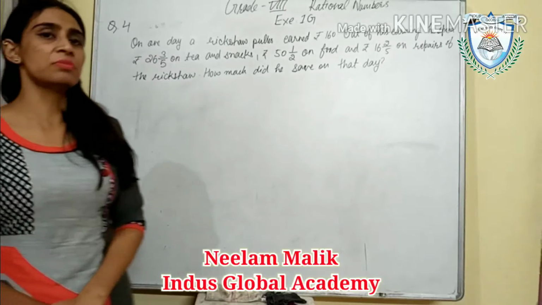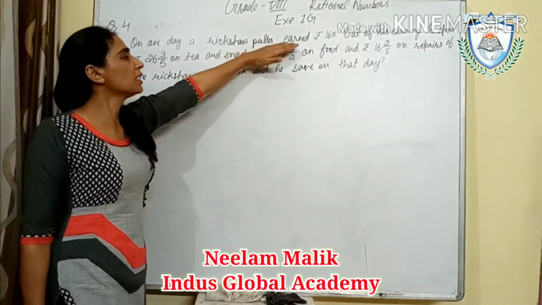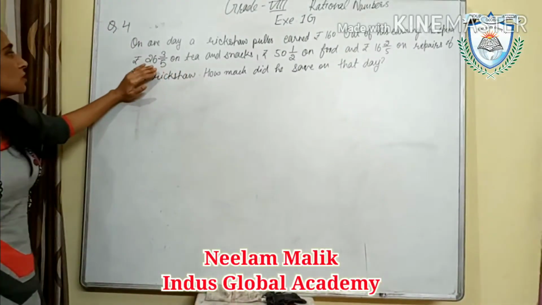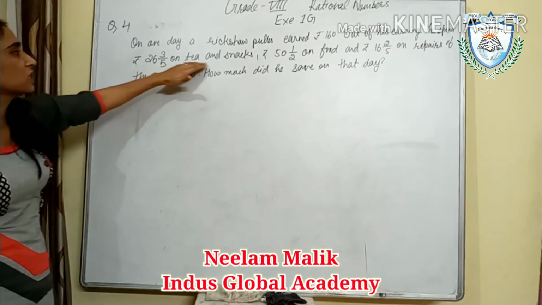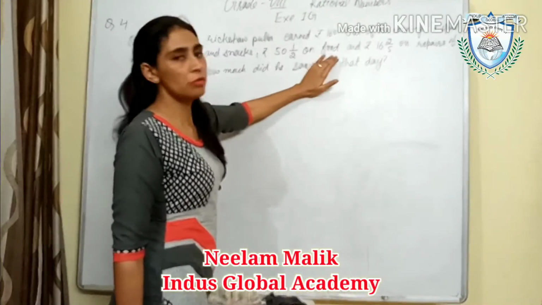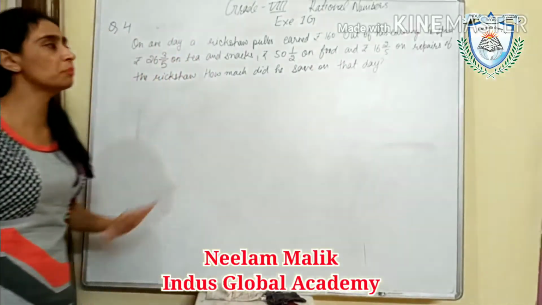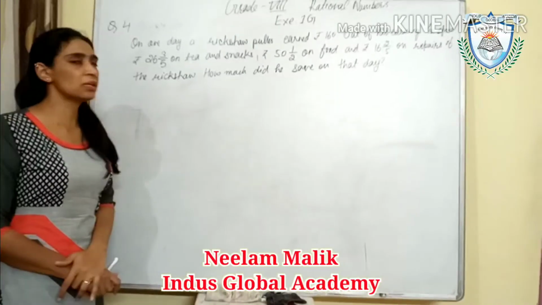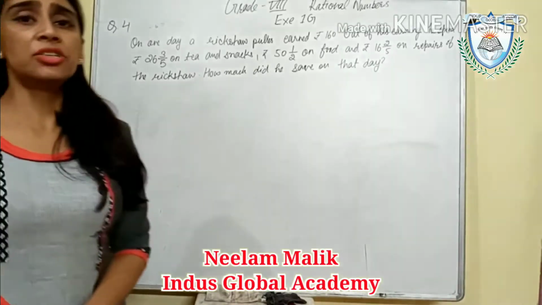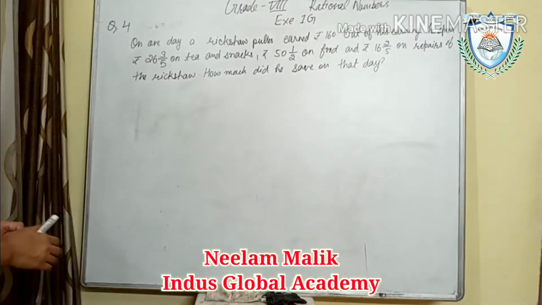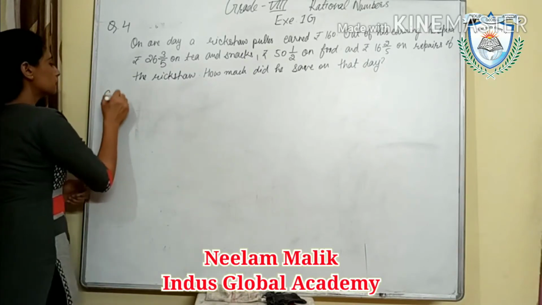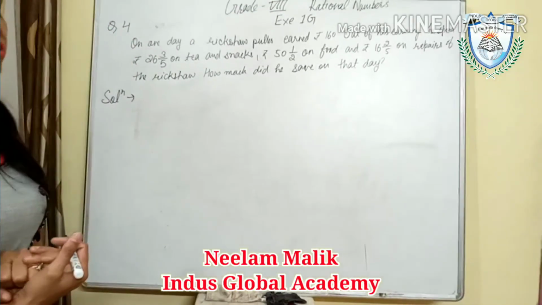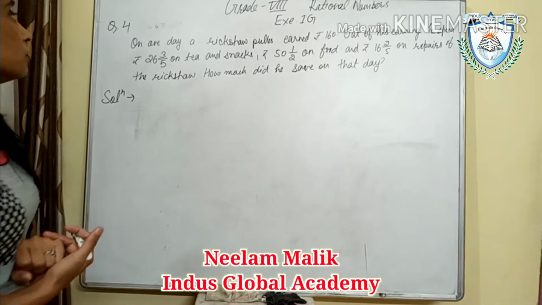Means in this statement the total money earned by the rickshaw puller is given. After that, money spent on tea and snacks is given, money spent on food is given, and money spent on the repair of the rickshaw is also given. So we have to tell here how much money he saved. Okay, now we'll start. We need here the total saved money, or we can say money saved by the rickshaw puller.